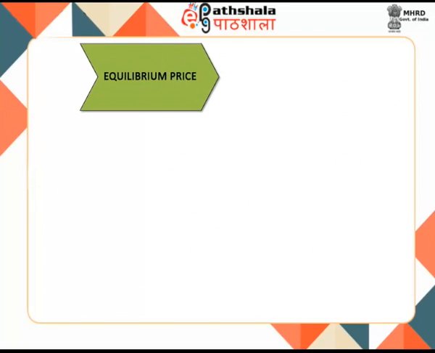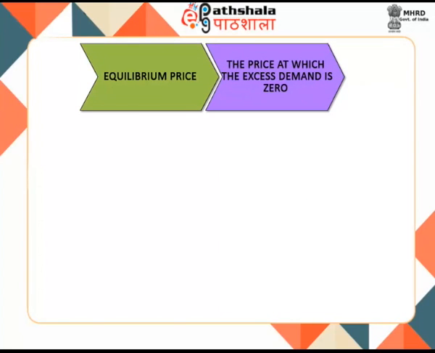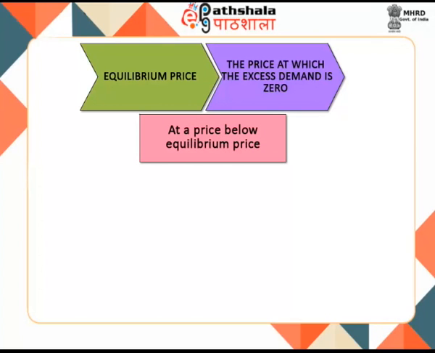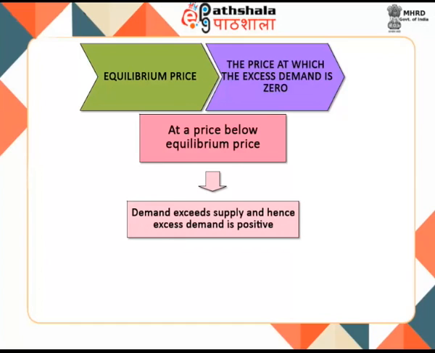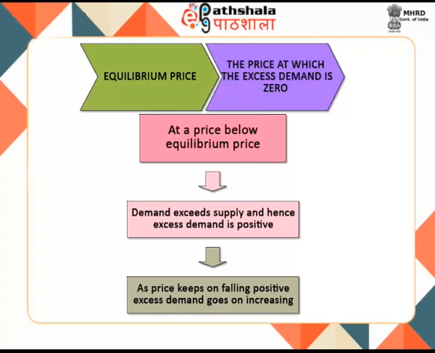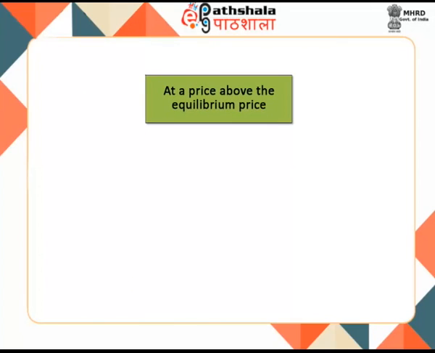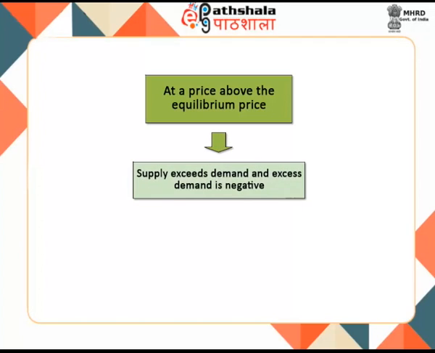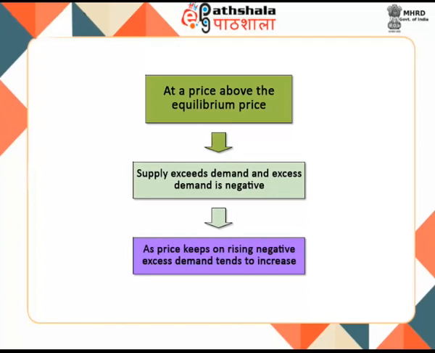An equilibrium price can be defined as the price at which the excess demand is zero. At a price below the equilibrium price, demand exceeds supply and hence excess demand is positive. As price keeps on falling, positive excess demand goes on increasing. Now, at a price above the equilibrium price, supply exceeds demand and hence excess demand is negative. As price keeps on rising, negative excess demand tends to increase.